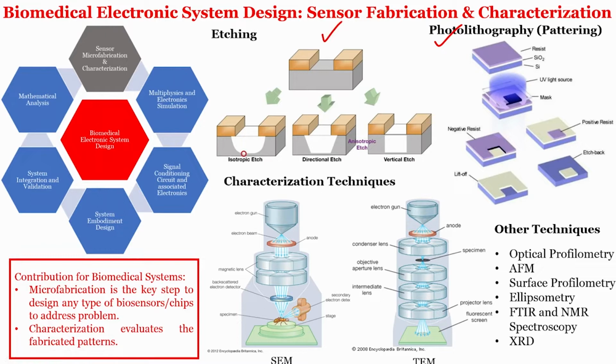Now, we go for SEM and TEM. SEM, as you know, is scanning electron microscopy. TEM stands for transmission electron microscopy. There are other characterization techniques like AFM, which stands for atomic force microscopy. There is ellipsometry, FTIR, XRD, X-ray diffractogram, surface profilometer, and NMR. So, these techniques are used to characterize the material that we have deposited on a substrate.